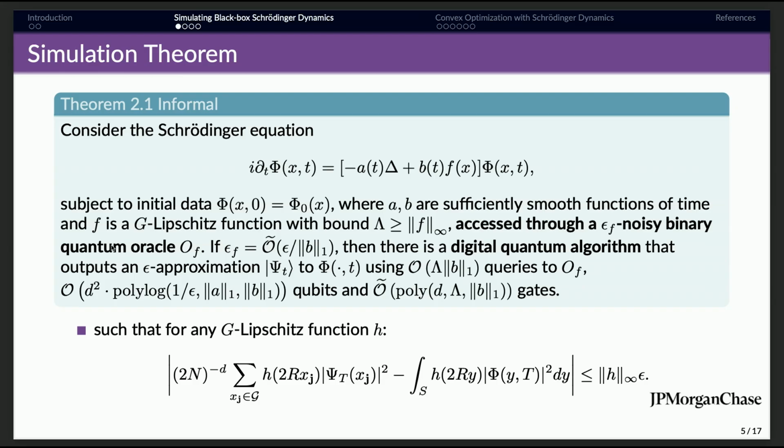And in this hypercube, you now consider a certain number of grid points. Let's say n to the d grid points. You have n spacing per dimension. And you can basically simulate the equation.